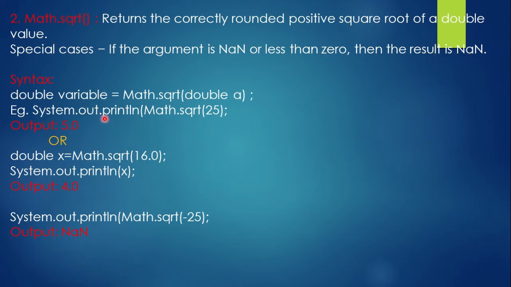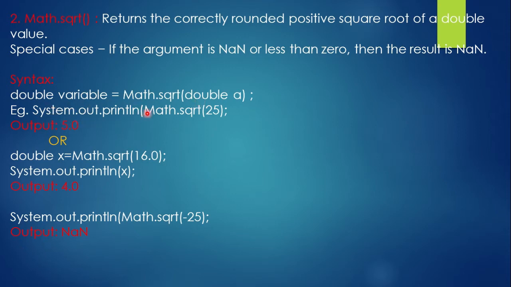Now look at the syntax as well as the examples. Double variable is equal to math.sqrt. This is the syntax. Here you can see double, that means the return type of the function is double. So what is the return type of math.sqrt? Double is the return type. Variable you need to put, math.sqrt, then a value. If you give a double value, it is okay. Otherwise, any value you give will be converted to double automatically by the system.